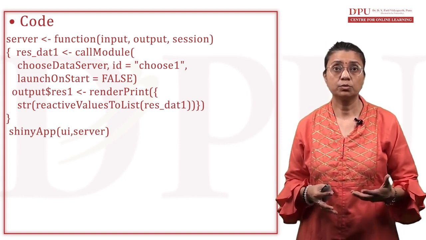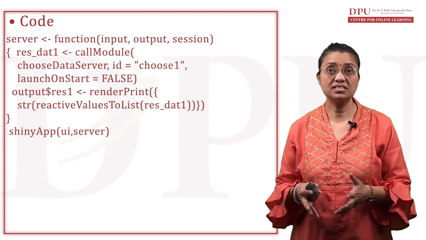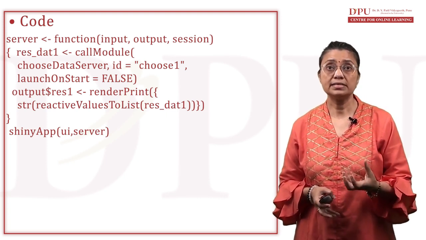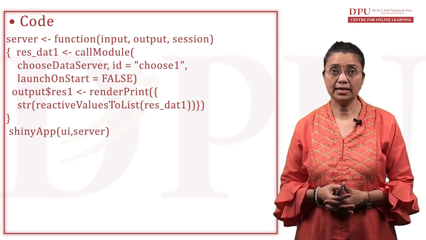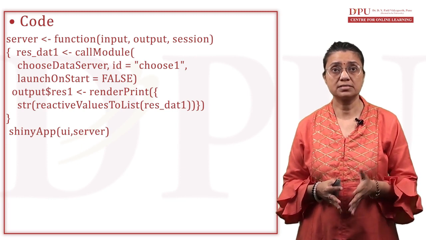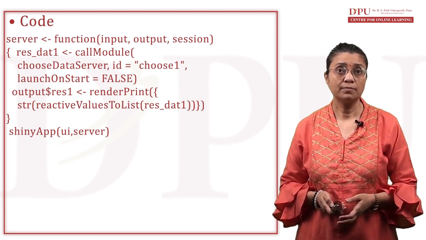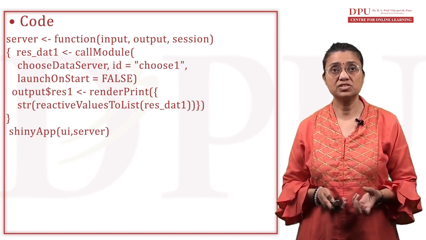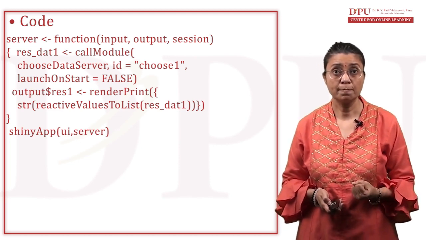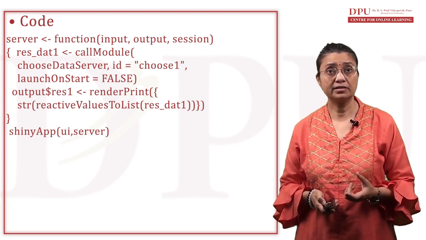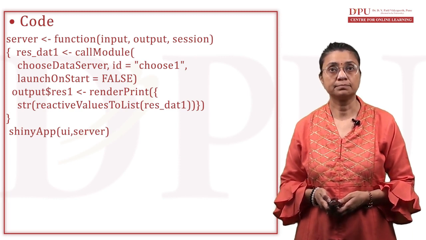Now I use output$res1 and there I call the function renderPrint. Why renderPrint? Because I have to print it on the screen. str, I pass reactiveValuesToList where res.1 is the variable. So res.1 is the variable which is passed as the parameter over here. And then I call the shinyApp function. Within brackets, I pass ui as the first variable and server as the second. So you can see I created the ui variable where I was calling the functions fluidPage and fluidRow. And on the contrary, the server variable I created where I called the function input, output, session, and then I created a small function. And I'm passing ui and server as the parameters for shinyApp.